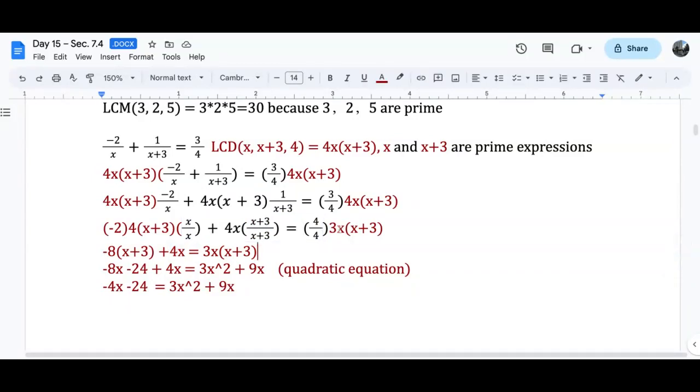Then we multiply on this side, right? 4x times x plus 3 times 3 over 4. We actually see 4 divided by 4 becomes 1. Right? This 4 is the numerator, this 4 is the denominator. Or we can switch the position, because in multiplication and division, we can switch the position of the numerators. We also see 4 divided by 4, that's 1. So the right-hand side becomes 3x times x plus 3.